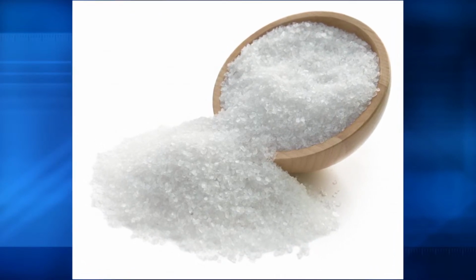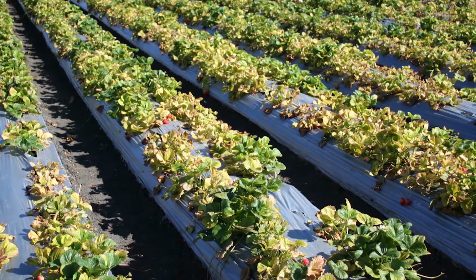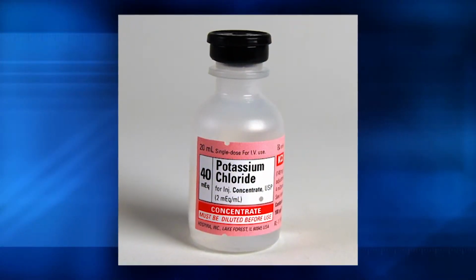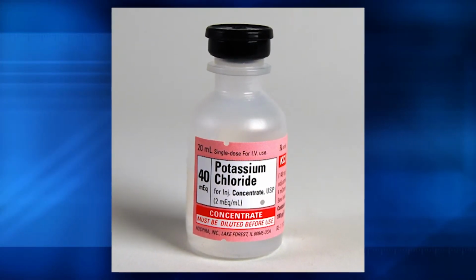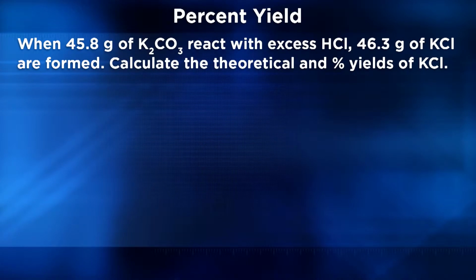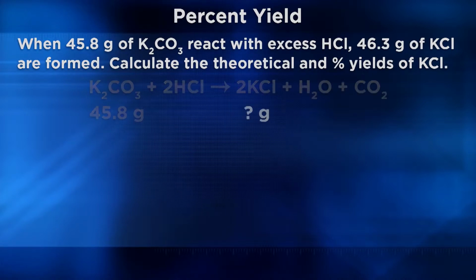Potassium chloride is used to make fertilizer for plants, and it also has medical uses in treating patients with low potassium levels. Let's say you work in a lab manufacturing potassium chloride. When 45.8 grams of potassium carbonate reacts with excess hydrochloric acid, 46.3 grams of potassium chloride are formed. Calculate the theoretical and percent yields of potassium chloride.